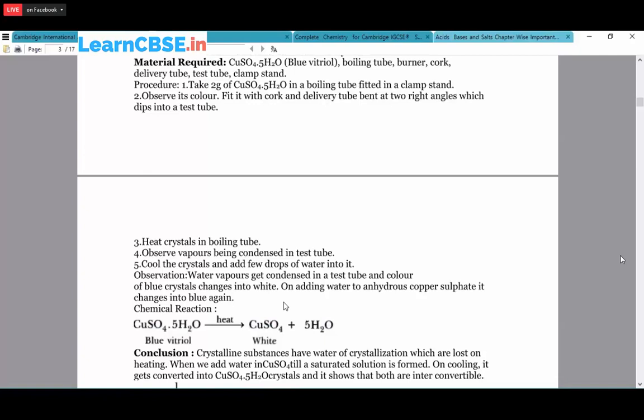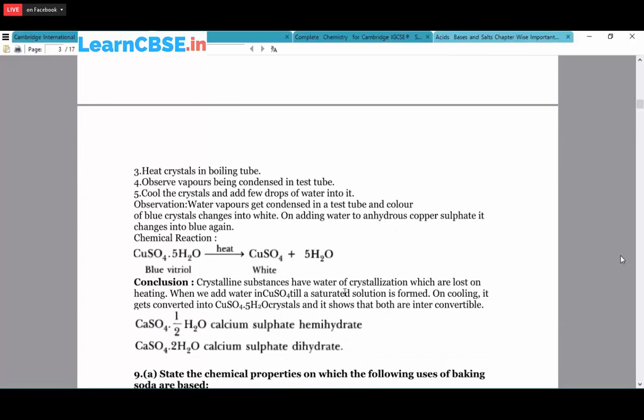So the conclusion: the crystalline substances have the water of crystallization which is lost on heating. At the same time, when you are adding water to the same crystals, it will again form the saturated solution. So this we call both are interconvertible reactions.